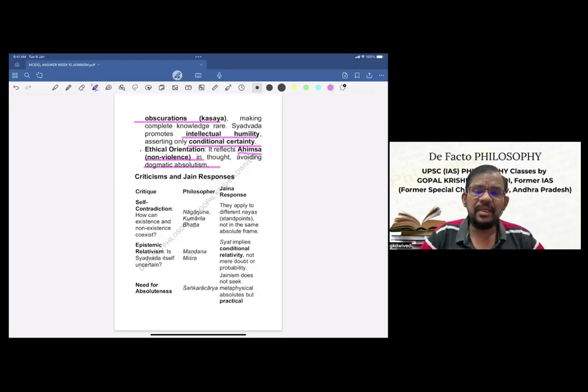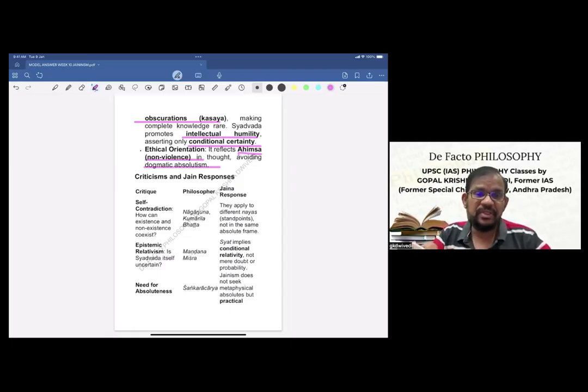Now, what are the criticisms? Definitely this theory is there, but there are various critics who have expressed their views, and accordingly, Jaina philosophers or theorists have responded also. They have given answers also. So now let us see what the criticisms are. One simple chart has been made: what are the criticisms, which philosophers are associated with them, and what is the response by the Jaina philosophers.